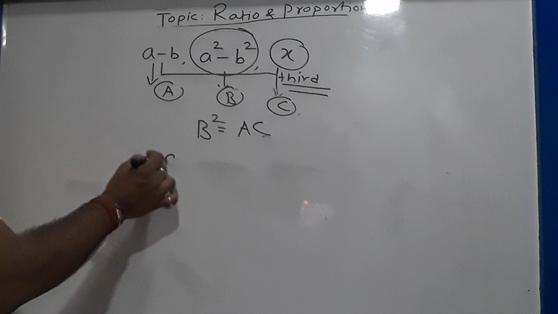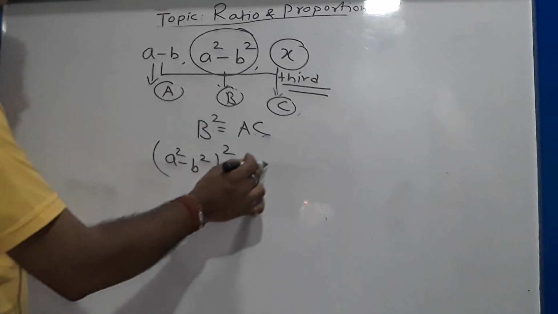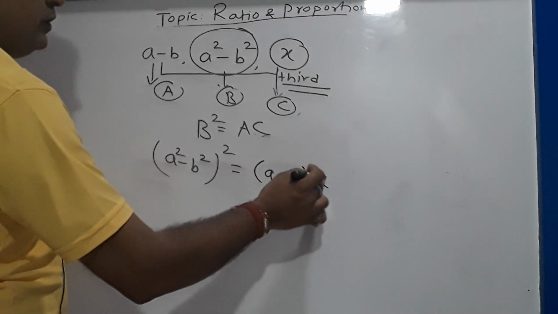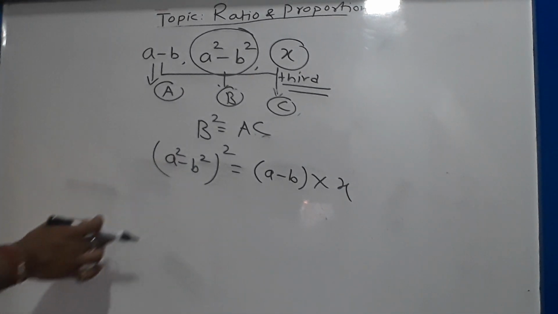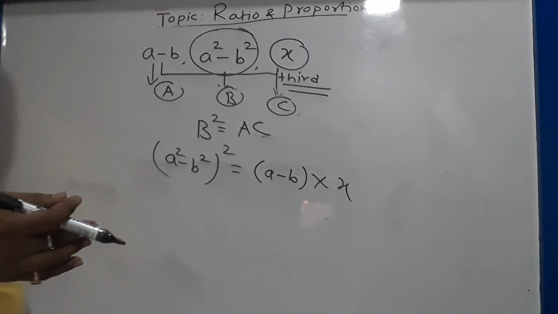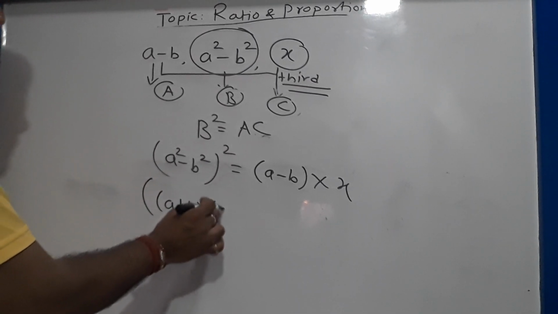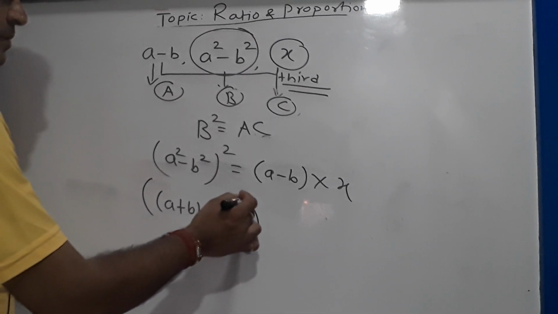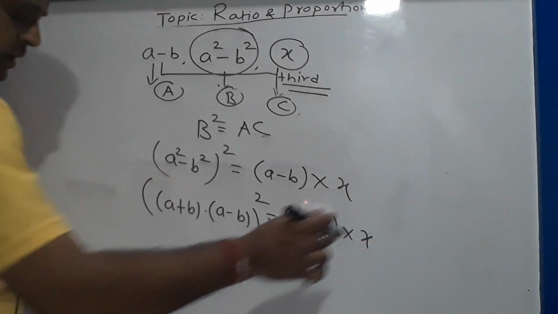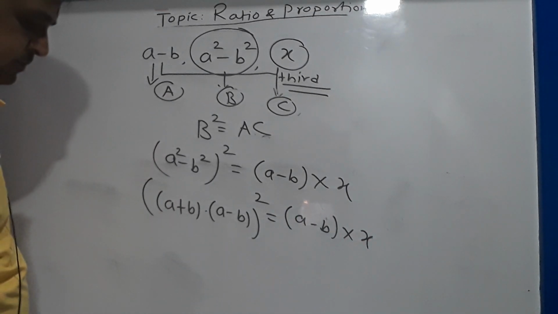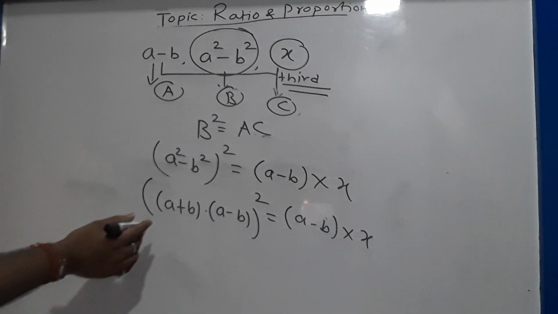Put the value of B. What is that? A square minus B square, whole square, is equal to A minus B into C, and C is my x. Now simplify this bracket, A square minus B square. Use the result of factorization. A square minus B square is A plus B into A minus B, whole square, equals A minus B into x. Followed?